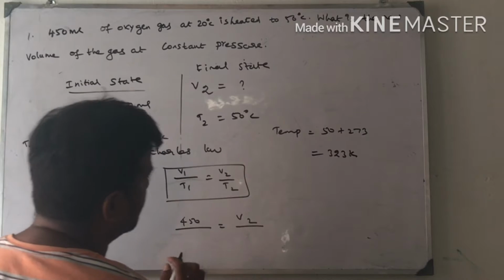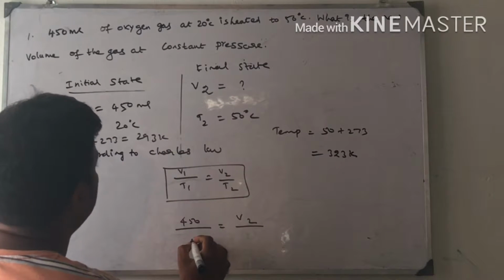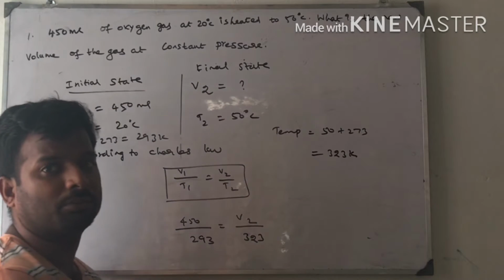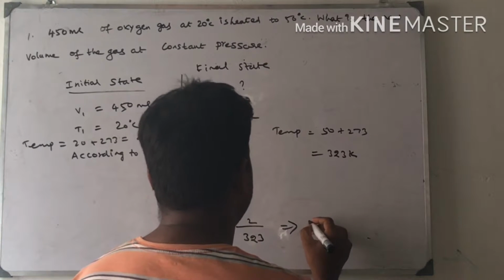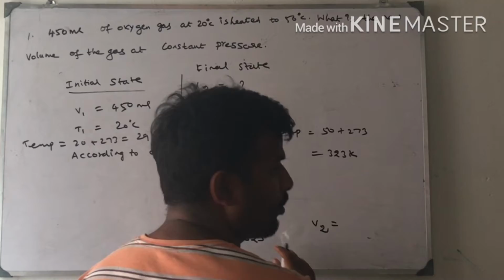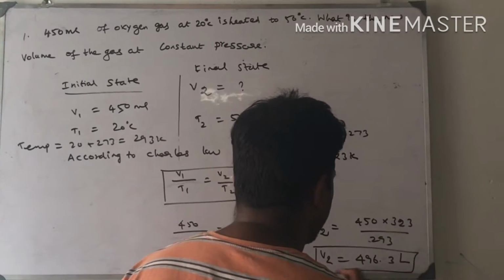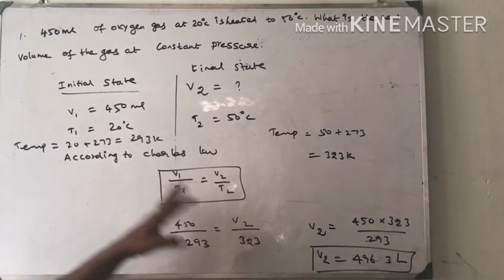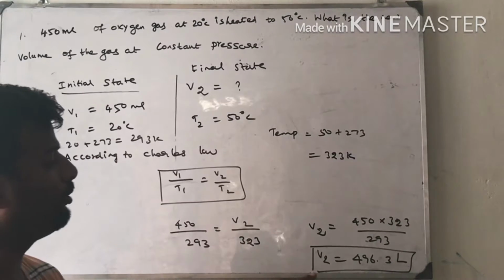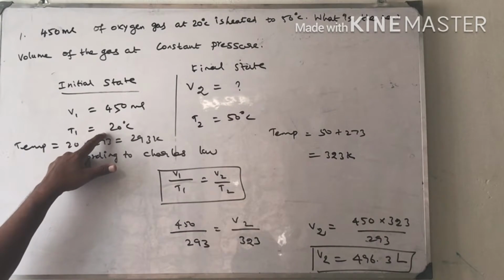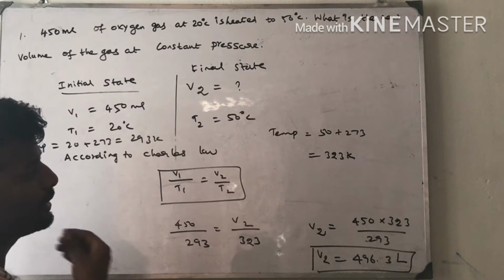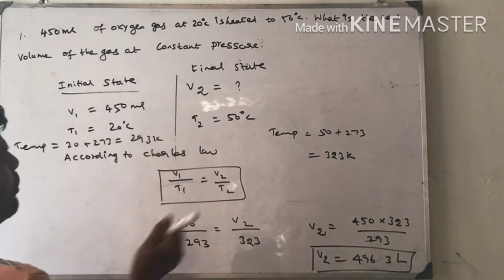Convert into Kelvin. Okay. So 293 here, 323. So V2 is equal to the value of V2. From this sum, what we infer is that if we increase the temperature, volume also increases. Here 450 ml is the initial volume, the final volume is 490. Initial temperature is 20 degrees, final temperature is 50 degrees. So according to Charles law, by increasing the temperature, volume also increases. This was the conclusion from the sum.